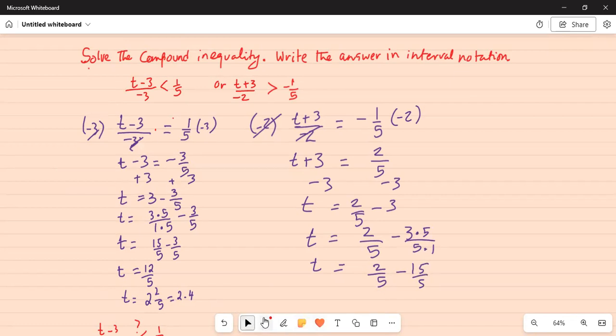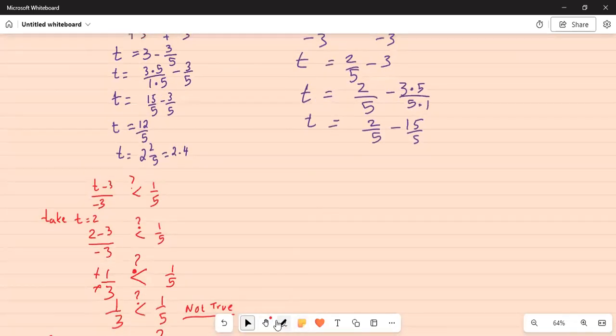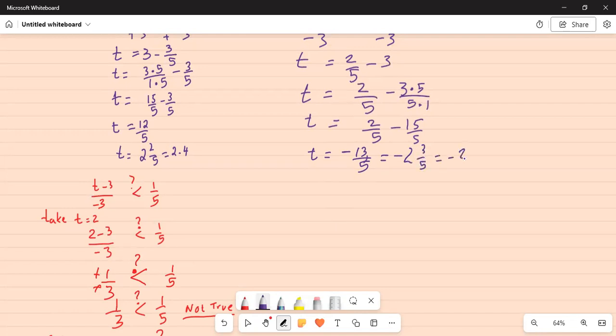So t is equal to 2 minus 15 is minus 13 over 5, which is minus 2 and 3/5, or minus 2.6. Take t less than minus 2.6.